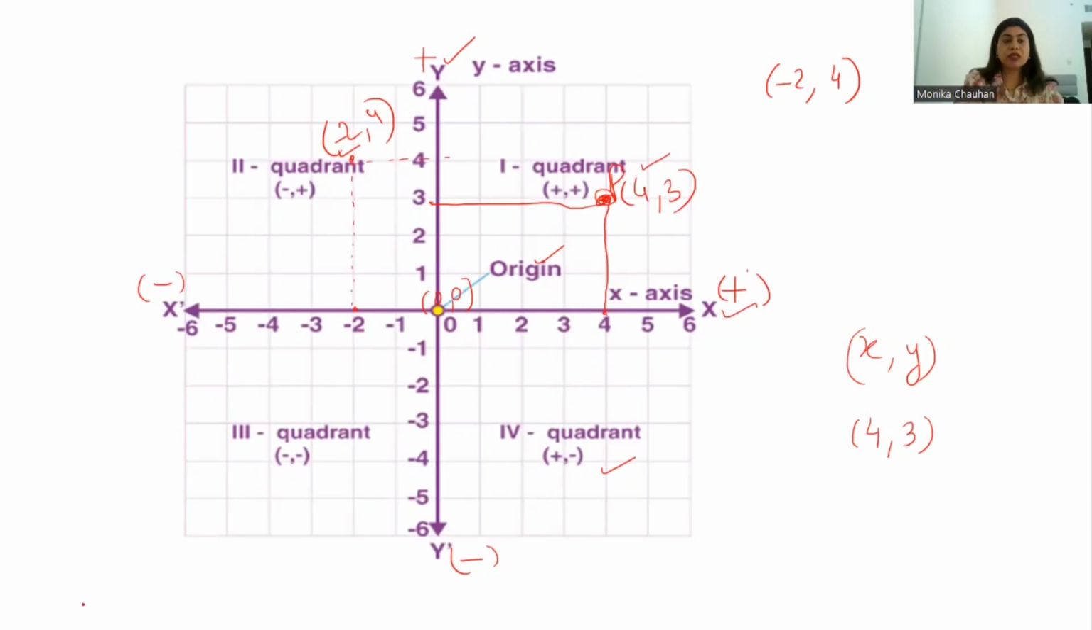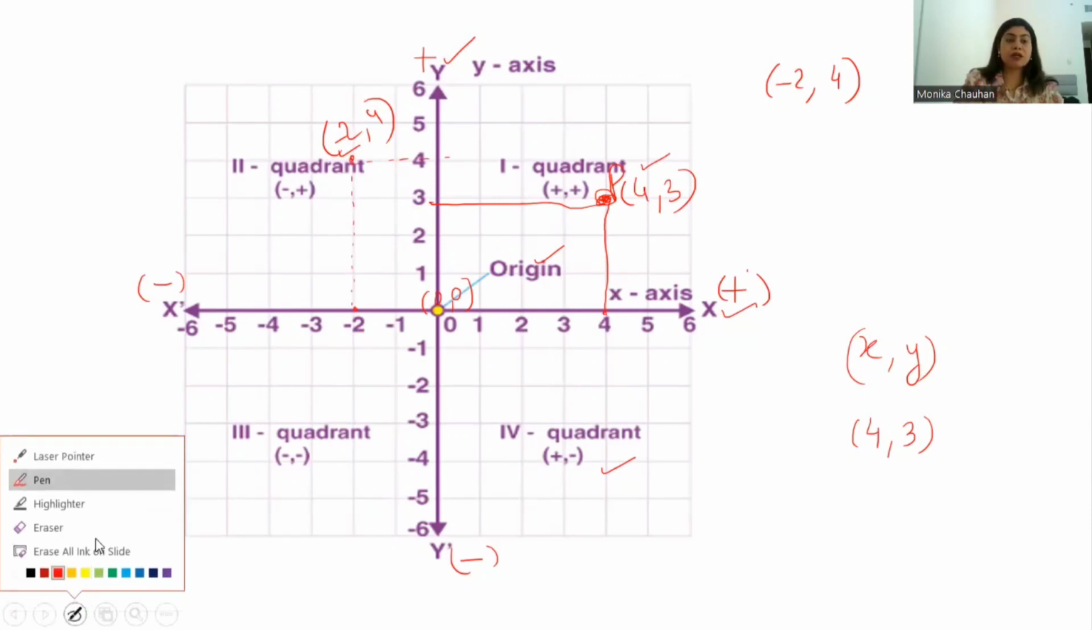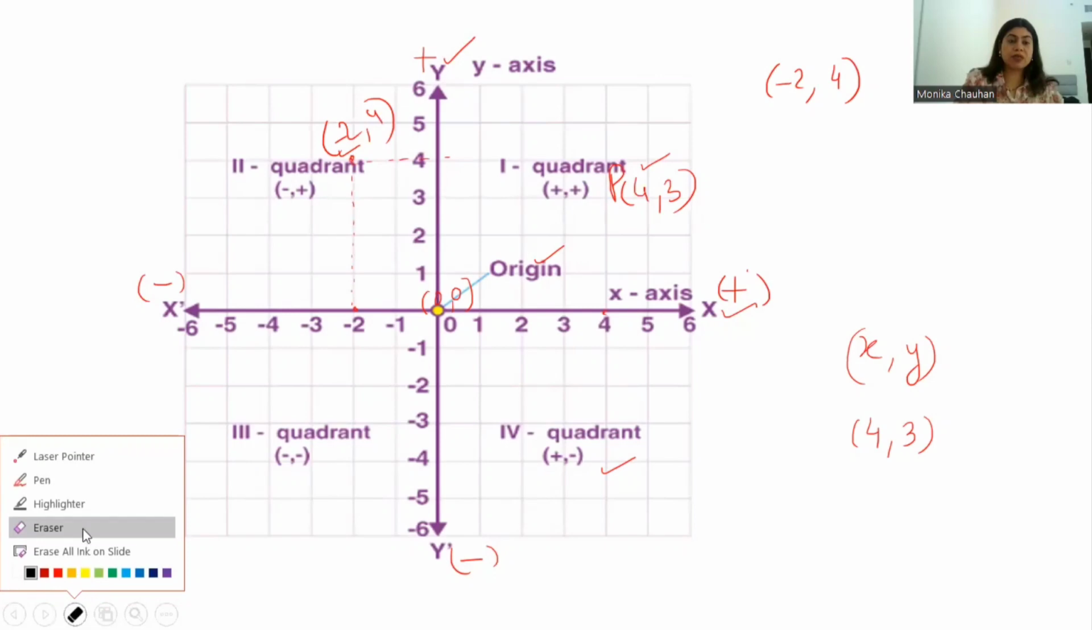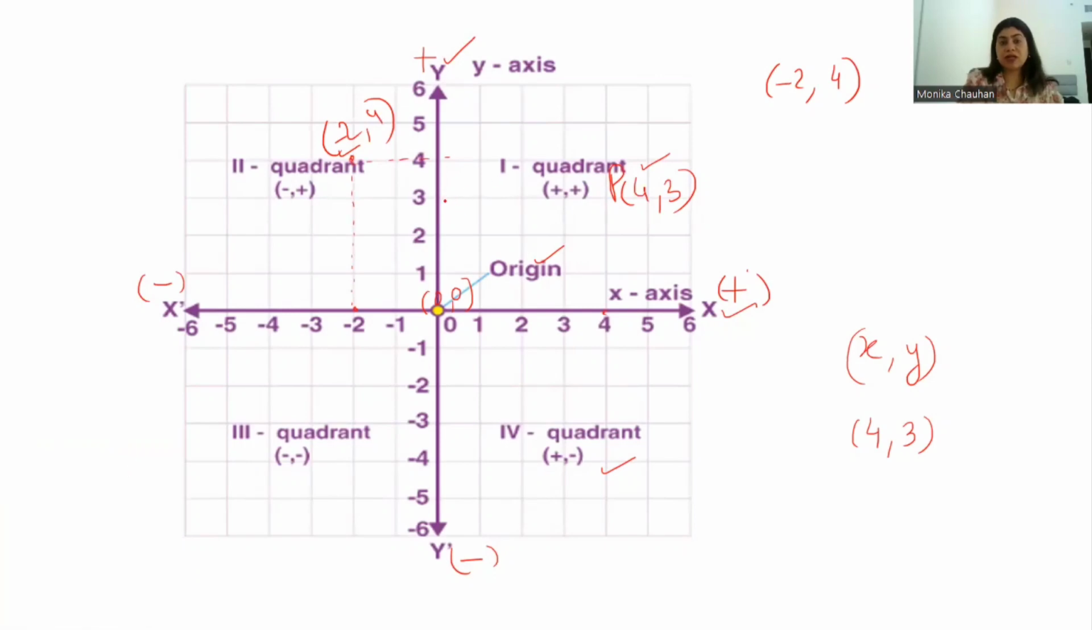It is important that when you mark a point in the beginning, you locate it with the help of a dotted line, which helps you to understand better. So I'm just making a dotted line again. This is your point (4, 3). I hope you have understood. These are the very important foundation concepts for coordinates: quadrants, and how to write these coordinates as an ordered pair, first x and then y.